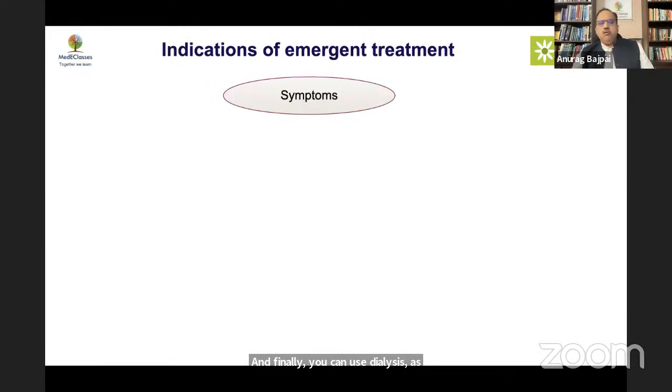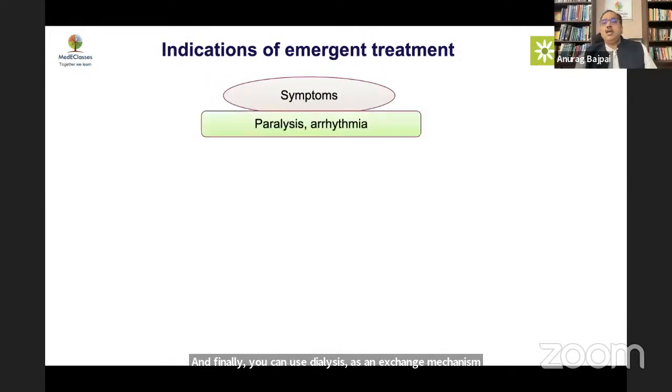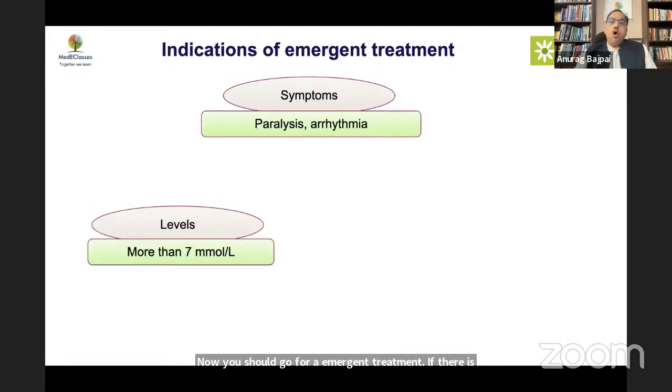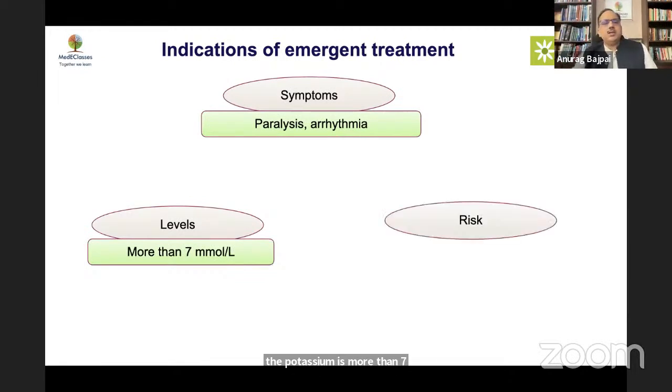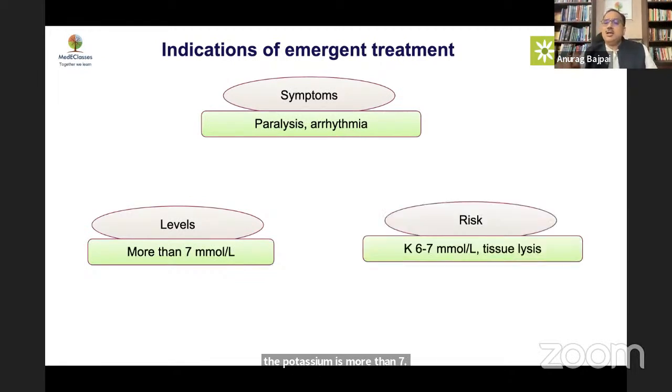Now, you should go for emergent treatment if there is paralysis or arrhythmia, which are acute symptoms, or the potassium is more than 7. So we have a higher cutoff in that perspective. But if there is a risk like tissue lysis, if your potassium is 6 to 7, you may also go for acute treatment in that regard.